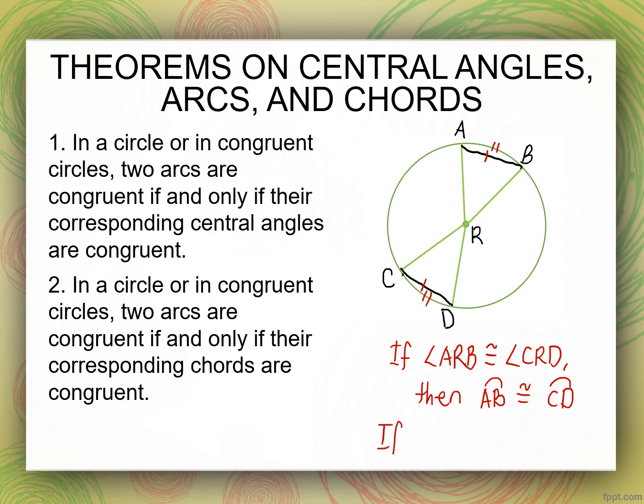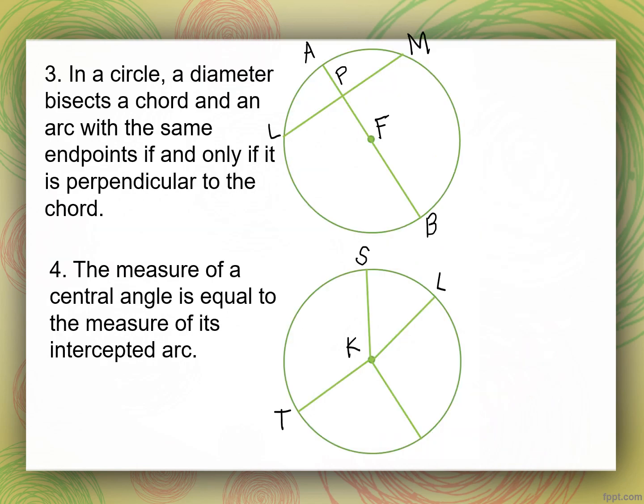So let's also write a statement for that. So based on the second theorem, if you have two chords that are congruent, so here we have chord AB and chord CD, okay, then same thing, arc AB is also congruent to arc CD. Okay.